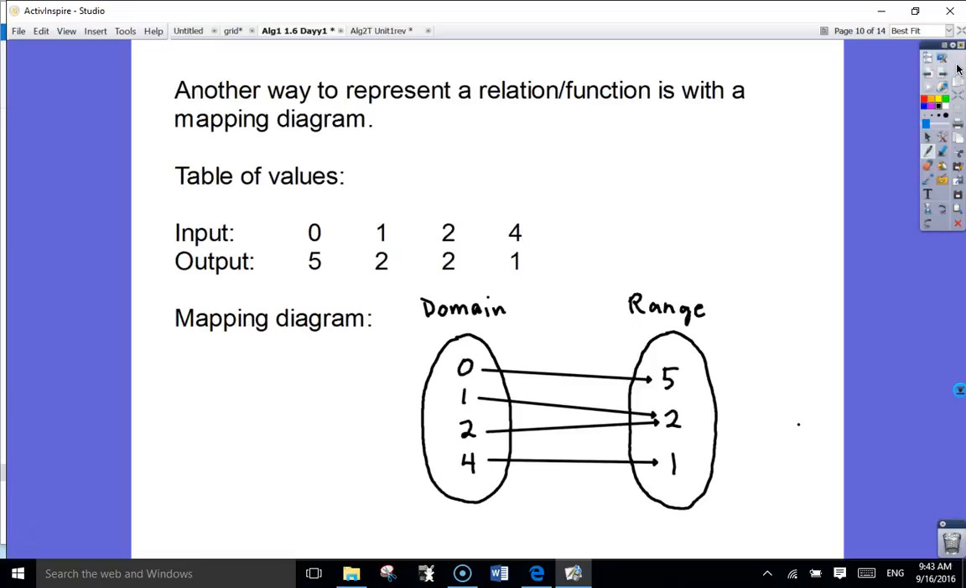So notice what that looks like. Again, when you see these two arrows going to the same member of the range, no problem. That is still a function. What would it look like if it wasn't a function, a mapping diagram? If you have two arrows coming off of the same member of the domain, now that's not a function. That's okay. This one is not.